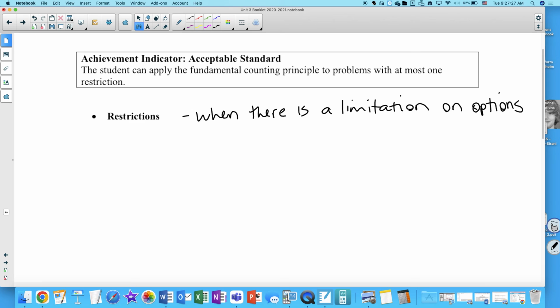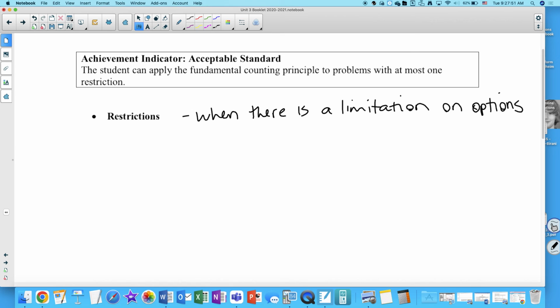Another restriction example is, for example, how many even numbers can you make? If a number is even, it has to end with specific digits, right? So it would have to end in 0, 2, 4, 6, or 8. There's only 5 options for the last digit in that number, okay?